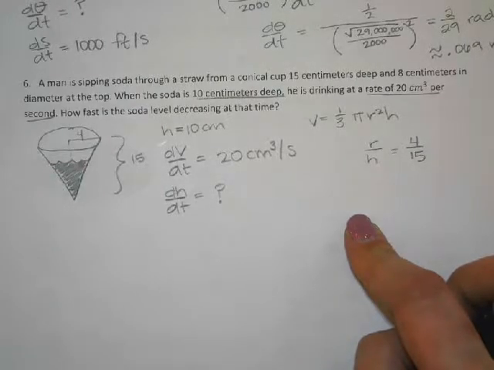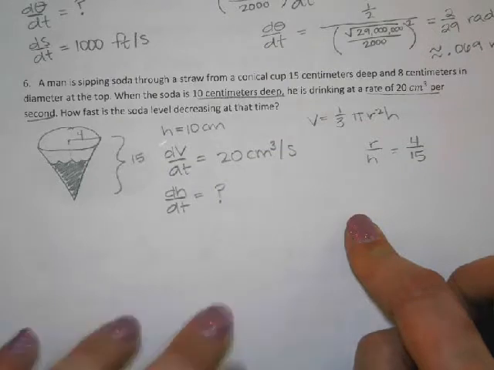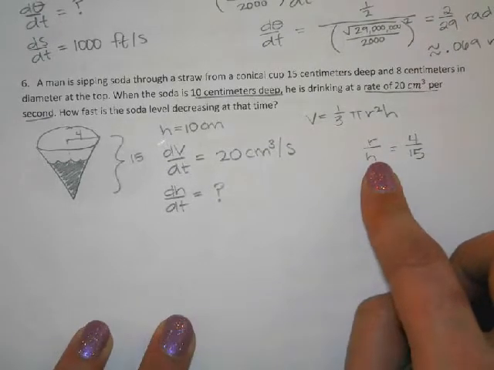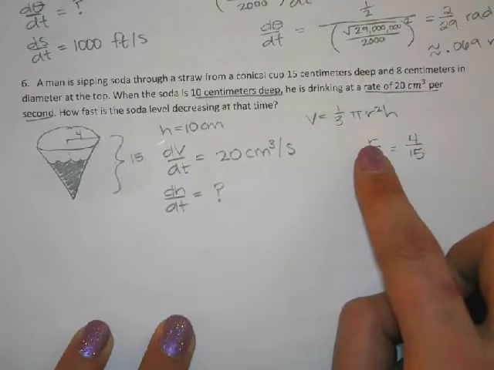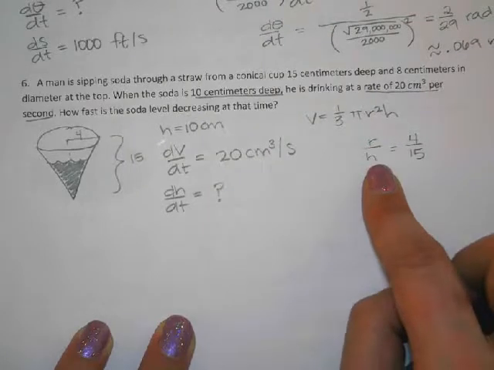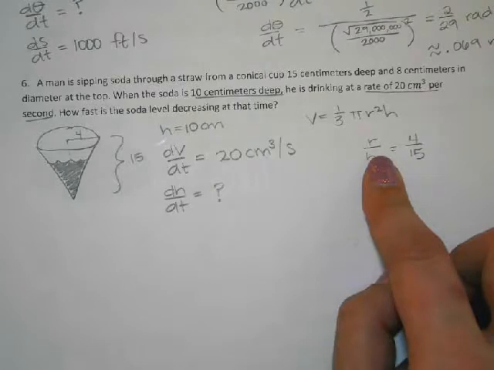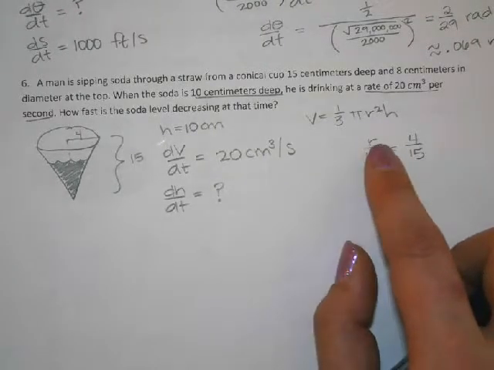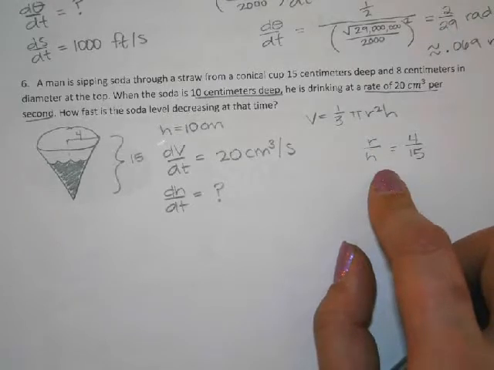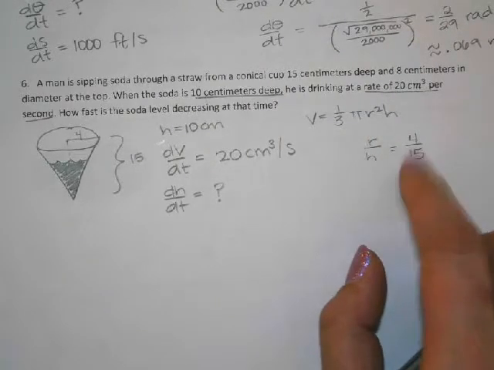Yeah. Can you please explain the r ratio again? Yeah. I'm writing a proportion relating the radius of the cup to the height of the cup. And I'm just showing the relationship between those two numbers, and you'll see why in a second. So in general, I'm saying radius to height. In this particular example, it's 4 to 15.